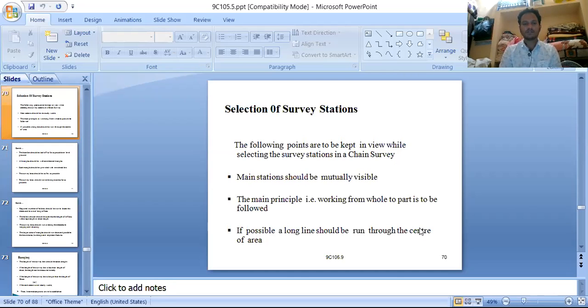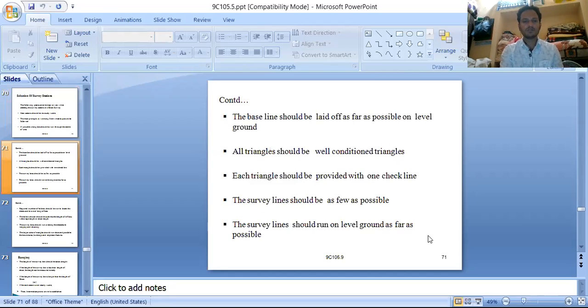Selection of survey stations. The following points are to be kept in view while selecting the survey stations in a chain survey. Main stations should be mutually visible. The main principle, that is working from whole to part, is to be followed. If possible, a long line should be run through the center of the area. The baseline should be laid off as far as possible on level ground. All triangles should be well conditioned.